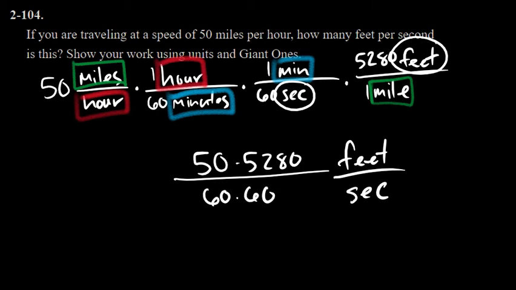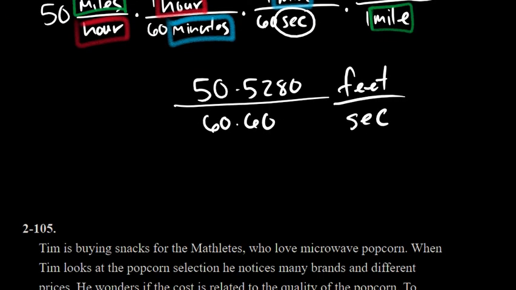So let's go ahead and grab that. I'm going to grab a calculator, go 50 times 5280. 50 times 5280 is 264,000. Yeah. And on my denominator, 60 times 60 is not 360.